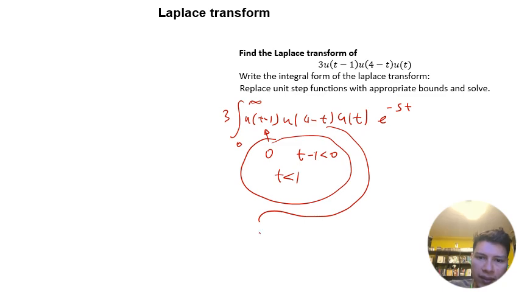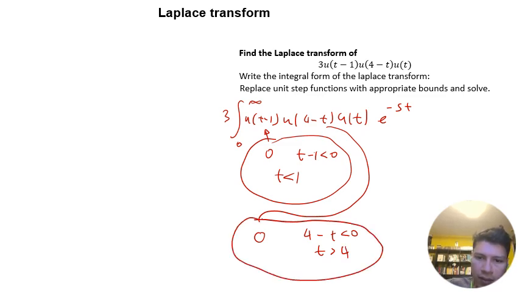Then this one is 0 whenever 4 minus t is less than 0, which means when t is greater than 4. And then this one is 0 whenever t is less than 0. So our lower limit will actually be 1, because that's when this thing turns on. Our upper limit will be 4, because whenever t is greater than 4, the function will be 0.